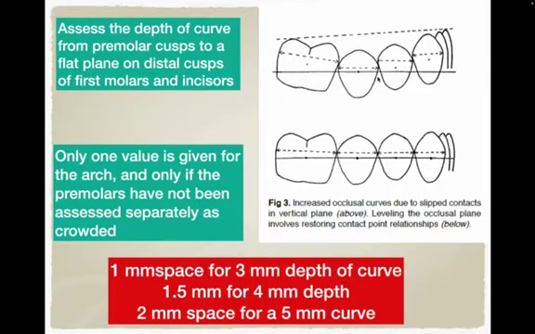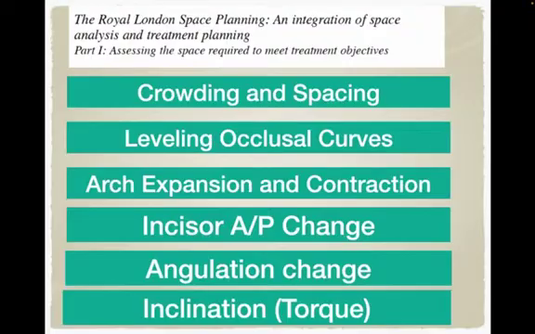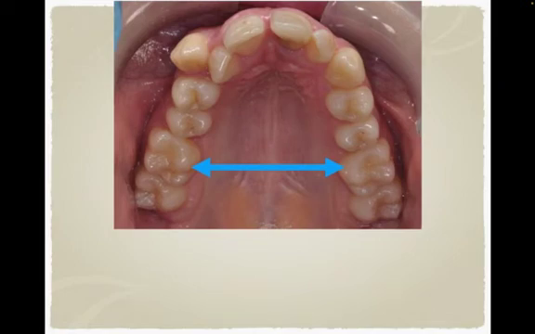So just to summarize, if the premolar is counted for crowding, we don't count it again, we take the deepest one. Think about the leveling of the curve of Spee as just making the contact points at the same level. Then we move to arch expansion and contraction.